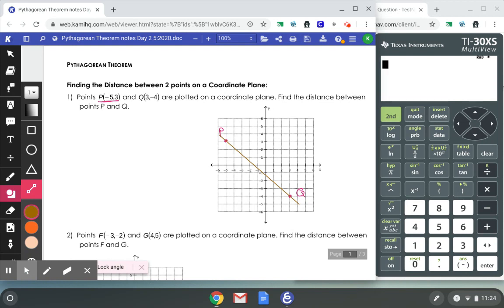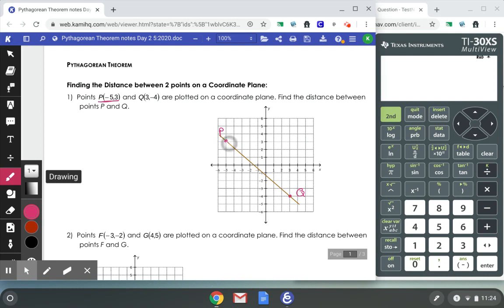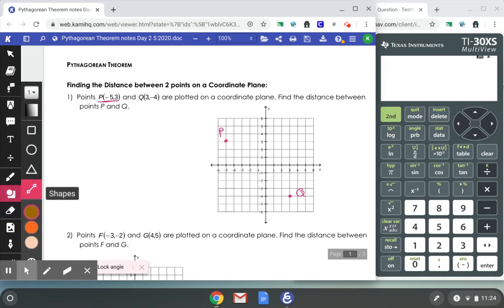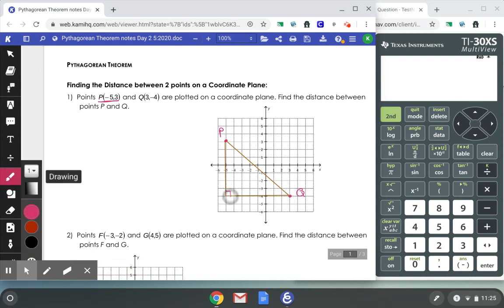So when I'm looking at my graph here, I can't just count the distance, because these are on a diagonal. It's not a whole unit. I can't just count the diagonals or anything like that. So what I am going to do is create a right triangle. I'm going to go down to where Q is, and then over to where Q is. All right, and now I have a right triangle.